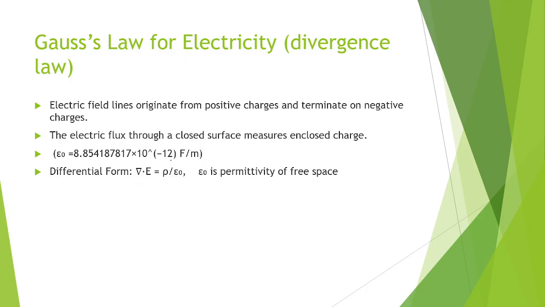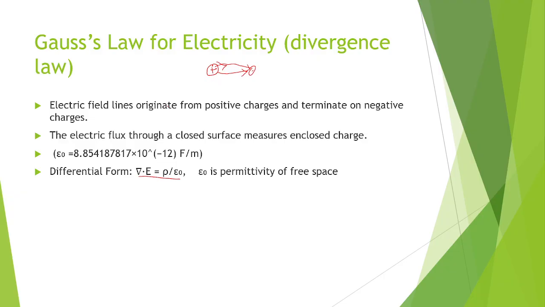Okay, what is Gauss's law? This is Gauss's law in the 4th case. So what is the concept behind this law? Electric field lines originate from positive charges and terminate on negative charges. We discussed in the first slide that if we have a positive charge and a negative charge, lines will start here and converge to the negative charge.